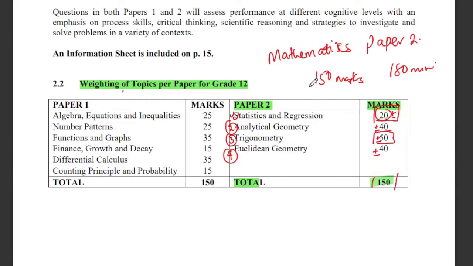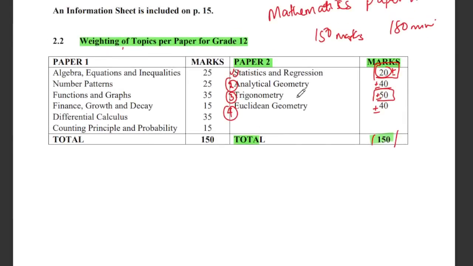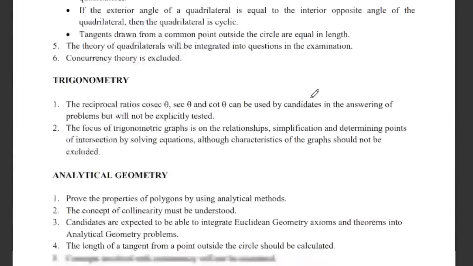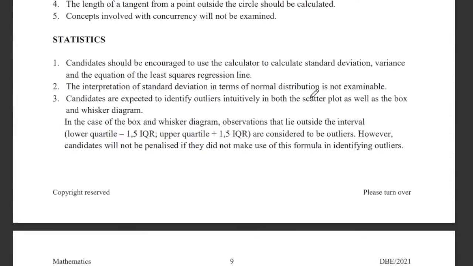Looking at page 8, page 8. There we go. So under statistics, they're telling us that candidates should be encouraged to use calculators so that they can calculate or determine the standard deviation, and then when they ask for variance, and then the equation of the least square regression.